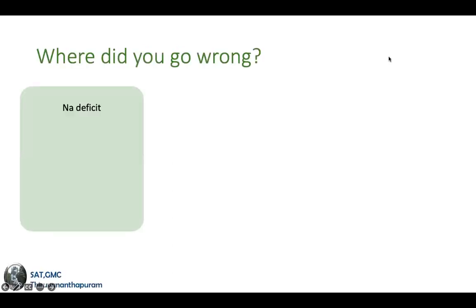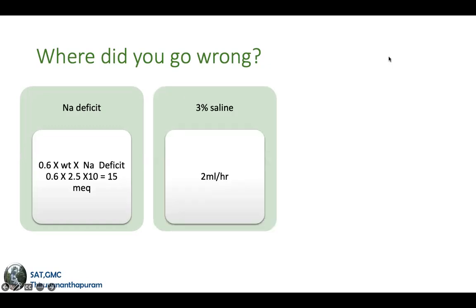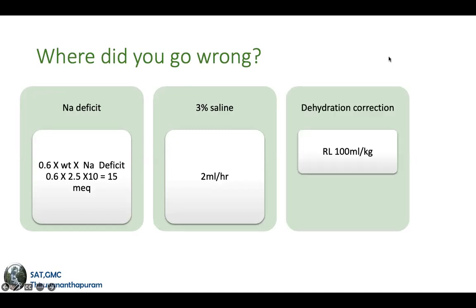Here the problem is you calculated the sodium deficit. The calculation was okay. You are trying to increase only by 10. You have not calculated the whole deficit. The next is you calculated the 3% saline as 2 ml per hour, and you also calculated the dehydration correction. Basically, all these are okay, but we should know that the 3% saline at 2 ml per hour, that is 12 ml in 6 hours, is going to give you 6 milliequivalents of sodium.